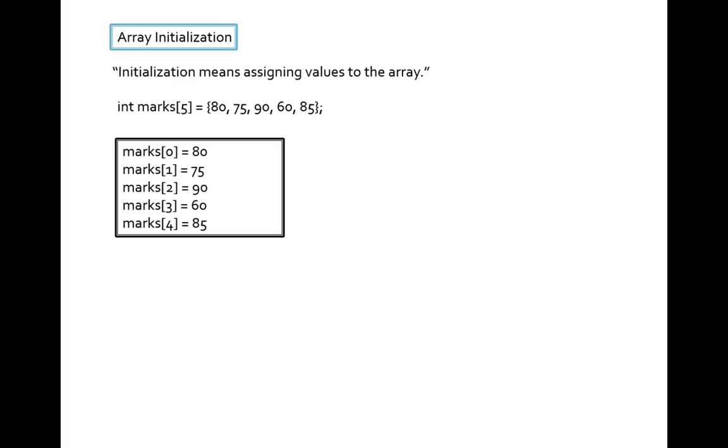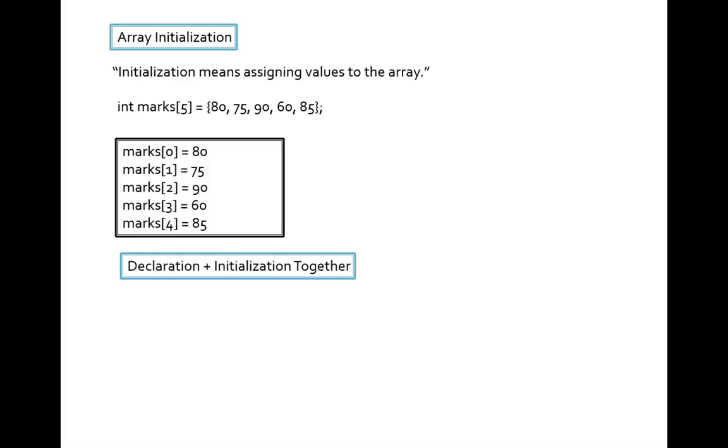Very important concept. An array has an index or indices. The index of an array starts from 0. marks[0] holds value 80. marks[1] holds value 75. marks[2] holds value 90. marks[3] holds value 60 and marks[4] holds value 85.